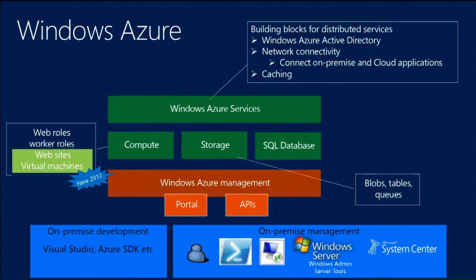How do we manage this lot? Well, we have a portal, so you can do an awful lot through using the GUI portal. You've got APIs, and in terms of APIs, you can use PowerShell. You can use Windows server tools, System Center, etc., to actually get up there. And you can also do on-prem development and just deploy. But the on-prem development is more about deploying Windows Azure applications. Right? And as I say, we're focusing on virtual machines here.